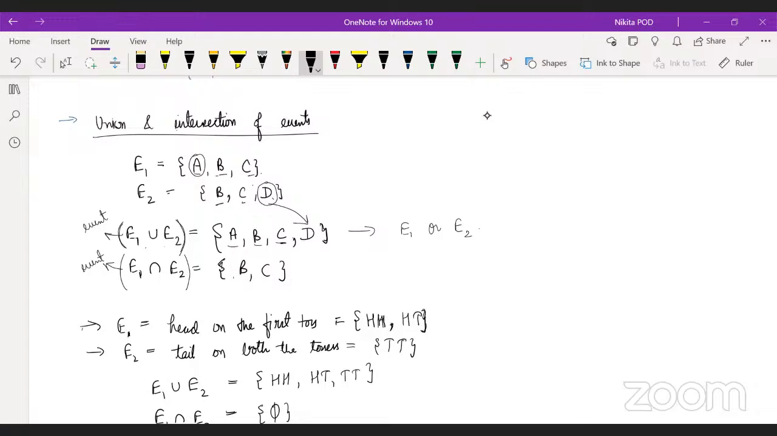But outcomes B and C, as you can see, are present in both E1 and E2, right? So that is coming in our E1 intersection E2. And E1 intersection E2 you can also write as E1 and E2. Okay. So this is E1 union E2. And this is E1 intersection E2. All right.